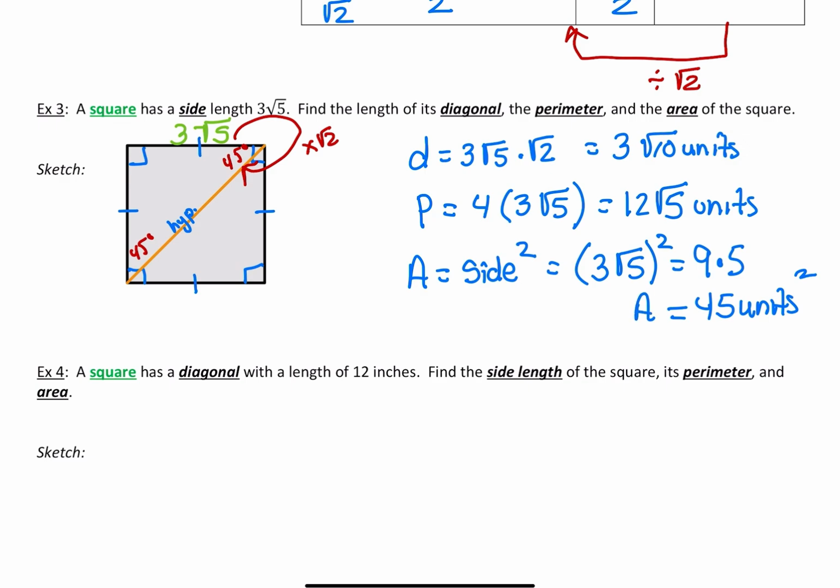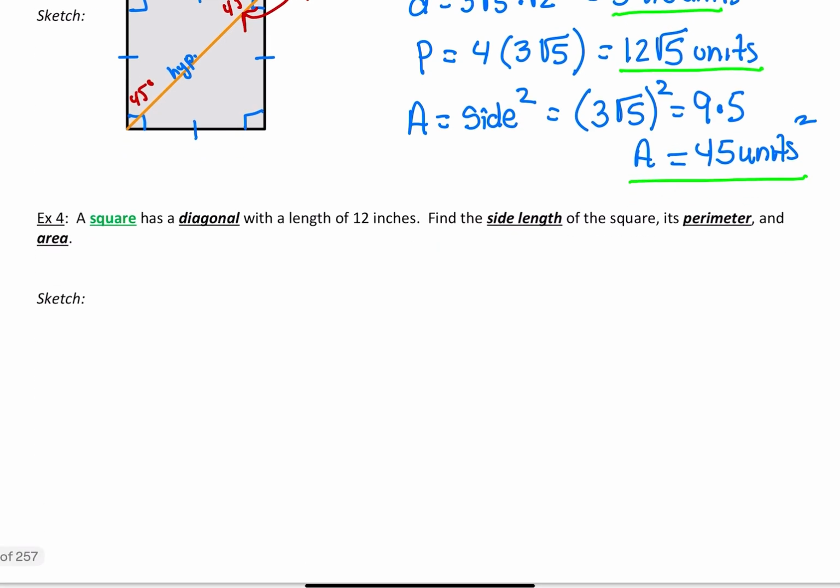So we have our diagonal, perimeter, and area. This next problem is really similar. Once again, we are describing a square, so go ahead, get set up. That's kind of an ugly square. We're going to undo that square. Let's start over. That's a little better. We're going to mark those equal, and put little 90s in there.